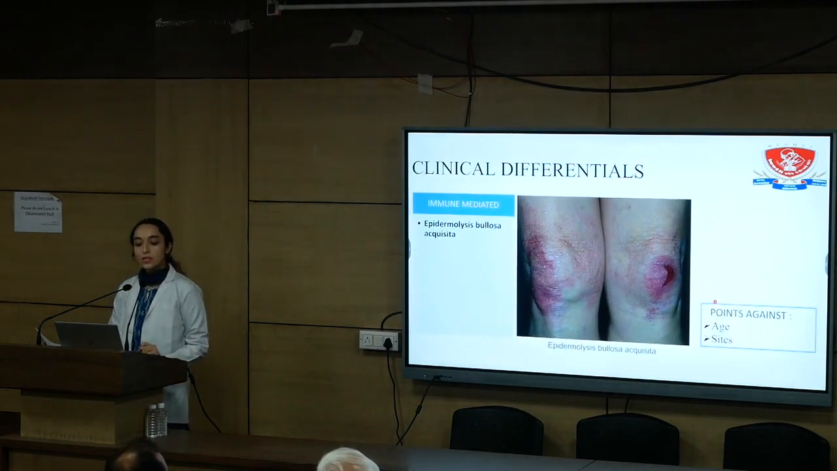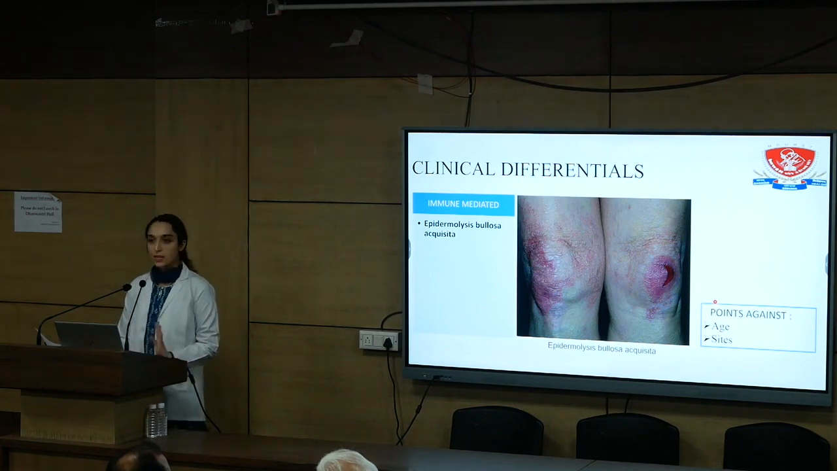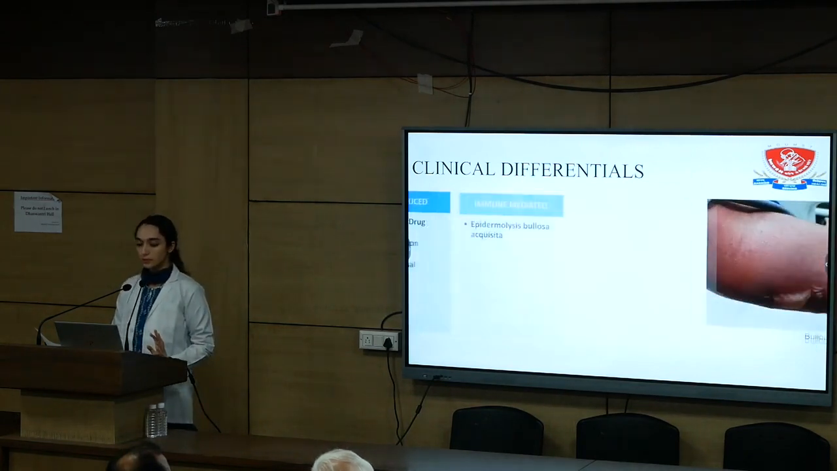The next diagnosis is epidermolysis bullosa acquisita. The points against is the age of the patient and the sites that are involved. Here the age will be elderly, older age group. This will present in older age group, and the sites will be the frictional or the trauma prone sites. In our case, the lesions are more generalized.